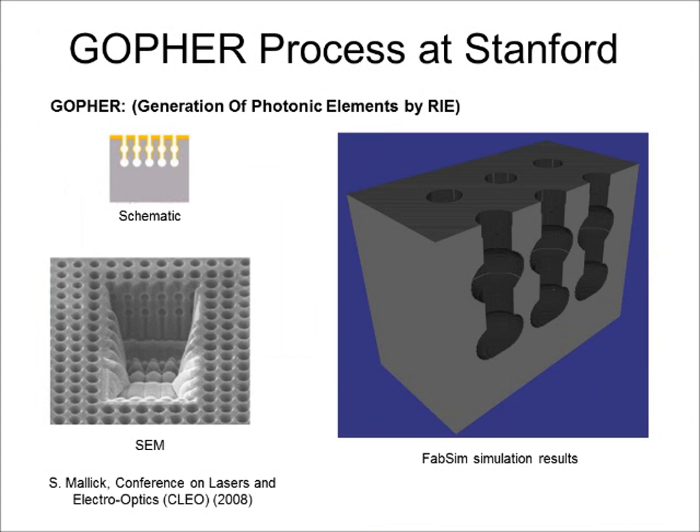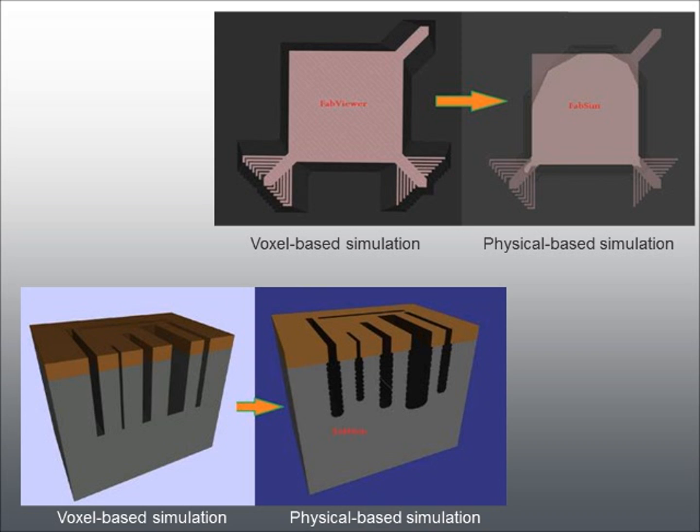Here's an example from Stanford of a photonics element, and you can see here in these etch cavities the detail that you just wouldn't see with a traditional geometric method, a voxel-based geometrical method. So these are two of the examples that I'll show today.